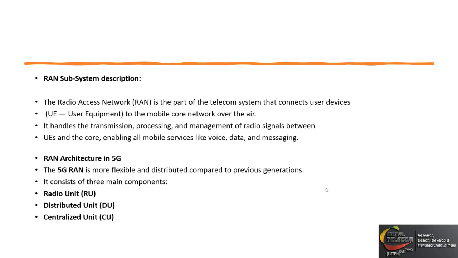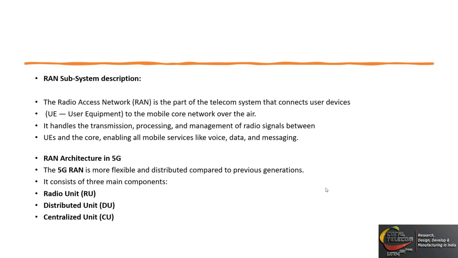Then RAN architecture in 5G. The 5G RAN is more flexible and distributed compared to previous generations. It consists of three main components, as we already discussed: the centralized unit, the distributed unit, and the radio unit. There are different deployment architectures that can be designed according to need. If you have a single block, you can use the integrated network because it is cost effective and reduces signaling delay and network delays.